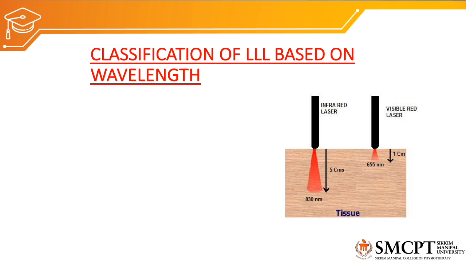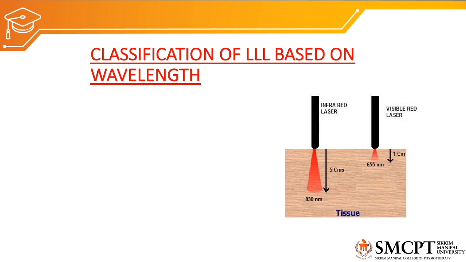Hello everyone. Last class we discussed the properties of laser, which were monochromaticity, coherence and collimation. We also discussed the production of laser, where we covered the ruby laser, helium neon gas laser and diode laser. So here we'll discuss the classification of lasers and their physiological effects.